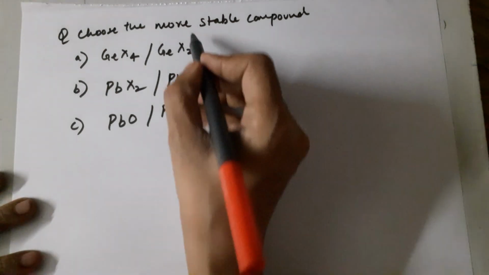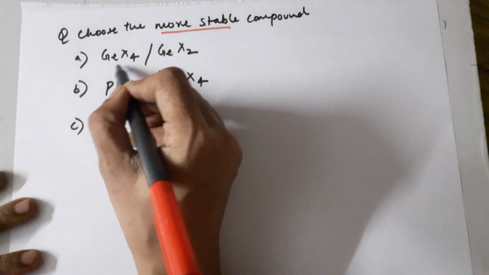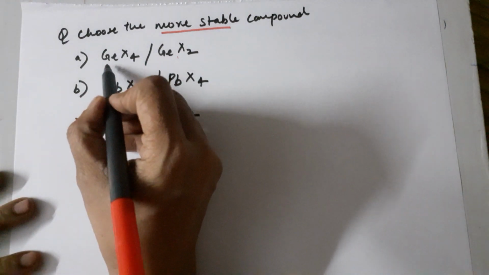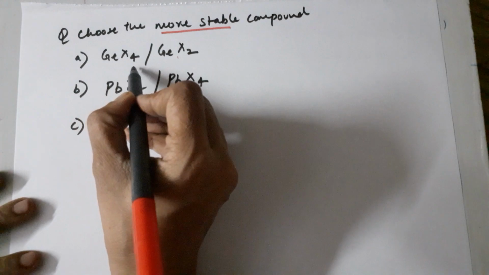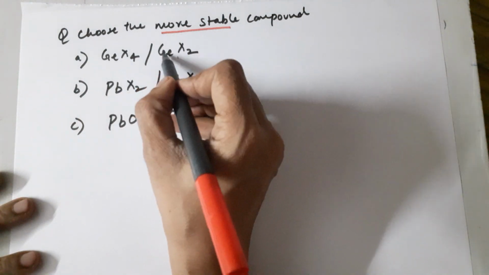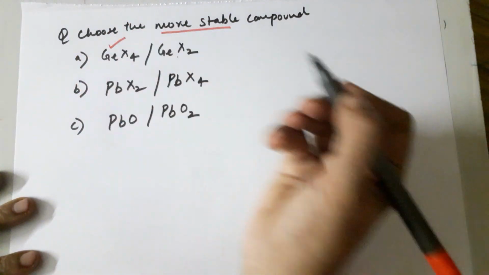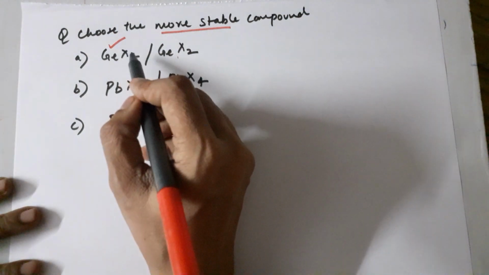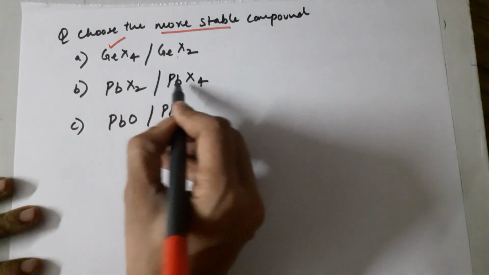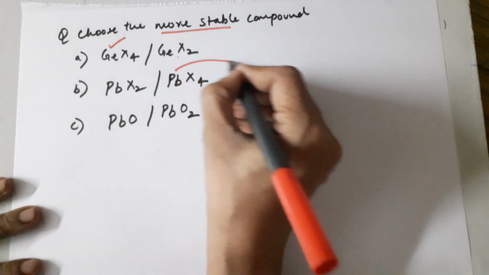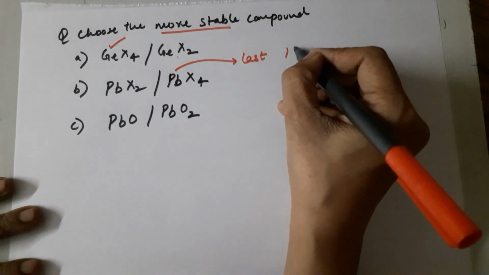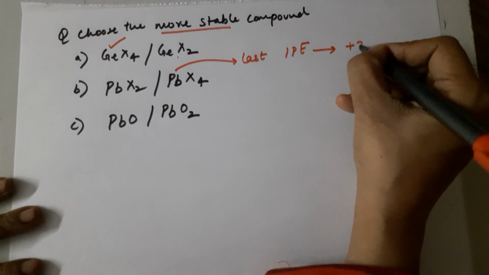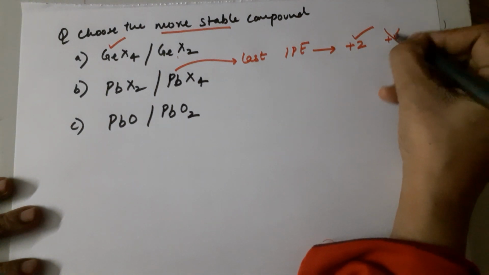The next question is, you have to choose the more stable compound out of each of the following pairs. When we talk about germanium, germanium is showing a +4 oxidation state here and a +2 here, and it can definitely show a +4. So, this is more stable because it is in the middle of the group. It does not belong to the last member to show inert pair effect. Coming to the lead. Now, lead is the last member. Since it's the last member, it would show inert pair effect. Because of inert pair effect, the common oxidation state would be +2 and not +4.